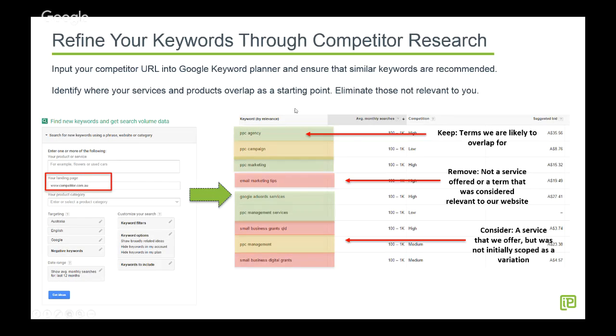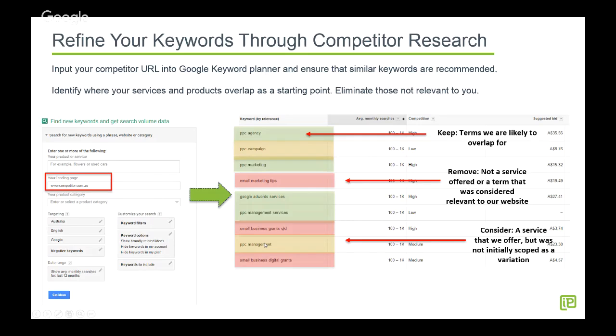So for example, I can see that PPC agency, Google AdWords services, PPC management services, and so forth were keywords that also came up in my initial report. So it's definitely worth considering that because there's going to be overlap there. There's also some decent volumes, which is good too. That's likely where my competitor may be.